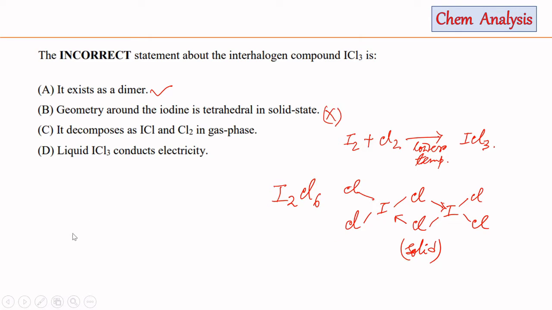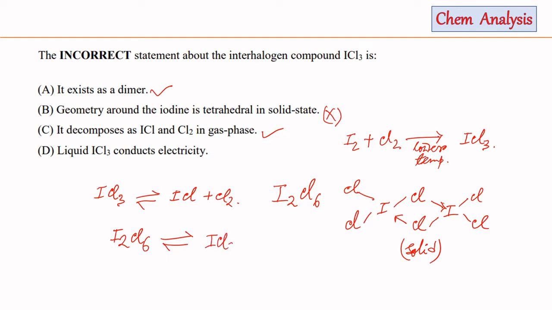And if you see the next two options, we can see that in gas phase ICl3 decomposes into ICl and Cl2 gas. So option 3 is also correct, and in liquid phase ICl3 decomposes like this. ICl3 exists as a dimer, and in liquid or molten phase it decomposes as ICl2 plus and ICl4 minus. That means since there is a generation of ionic species, it will conduct electricity in liquid phase. Therefore option D is also a correct option. So we can see that only option B is incorrect, and it is the correct choice for this question.